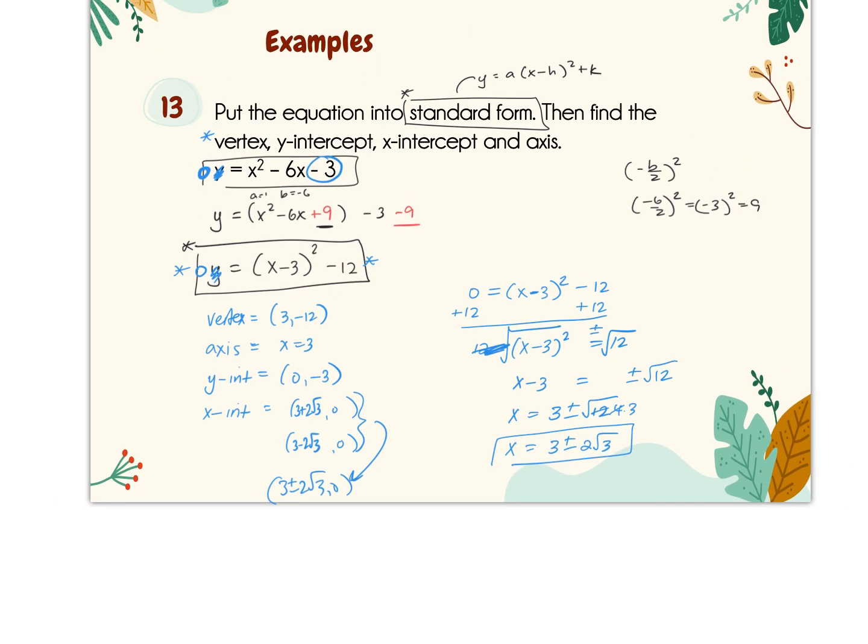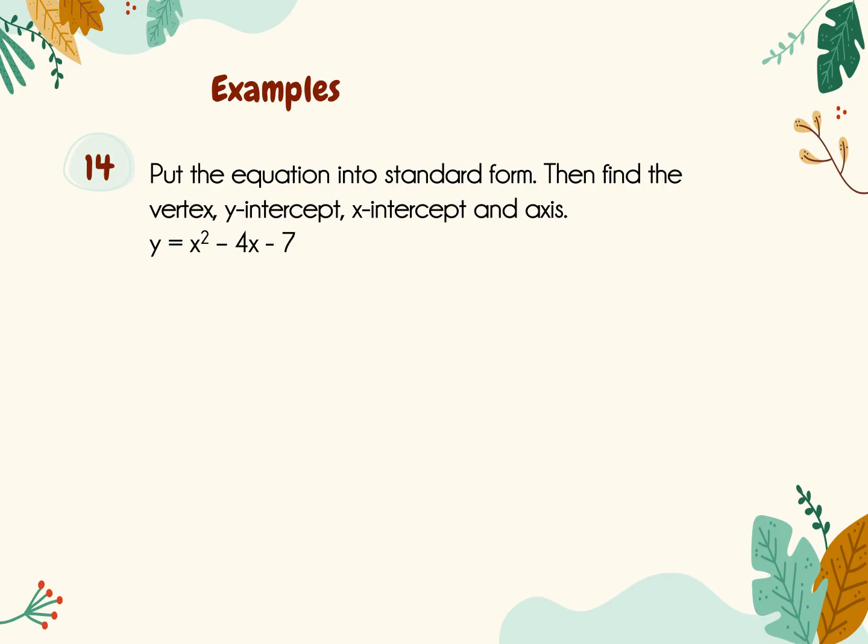And if I asked you to graph it, then you would graph it. So again, this one wants you to convert to standard form, which we did using completing the square. We then found the vertex, the y-intercept, the x-intercepts, and the axis. So make sure that you're checking everything they want you to do. Okay, so again, more of the same now.